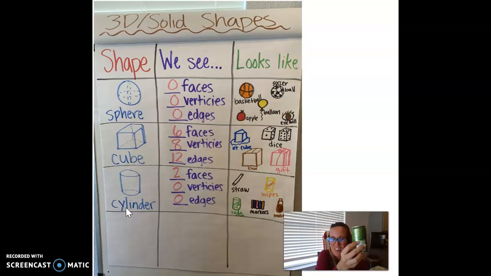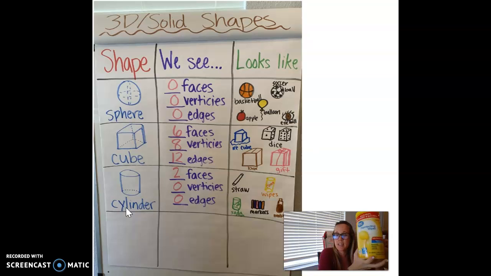So the first one I found was a soda can. It has 2 flat surfaces, one on the top and one on the bottom, and it has 0 vertices or edges. Another one I found was my water bottle. You guys have seen this a lot. It's a cylinder, but it's kind of weird because it's 2 different shapes, but I was really thinking my straw. It has 2 faces, 2 flat surfaces, 0 edges, and 0 vertices. If I turned it sideways, it would roll.